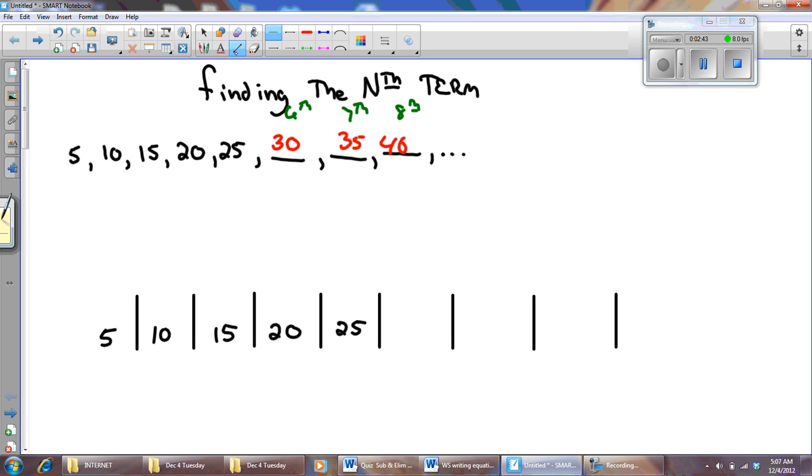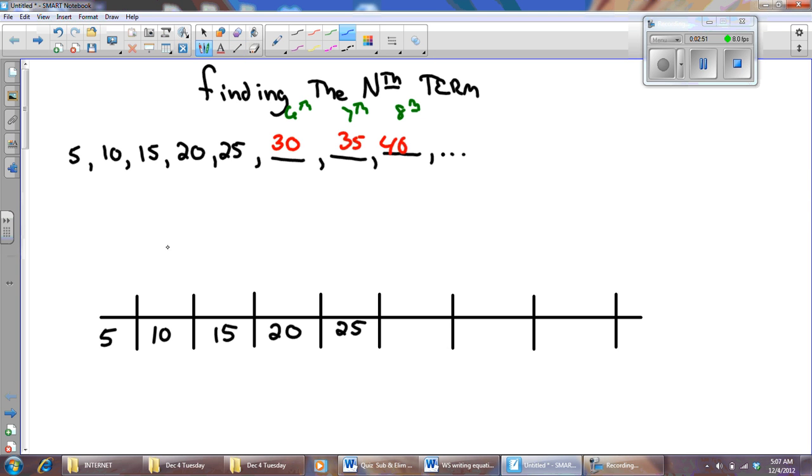Now, the 5 is the first term, so I'm going to put a 1. The 10 is the second term, third term, fourth term, fifth term. And I'm looking for the nth term. I'm also going to look for the 70th and the 302nd terms of this sequence. Okay? Now, just trust me, this is really pretty easy stuff.